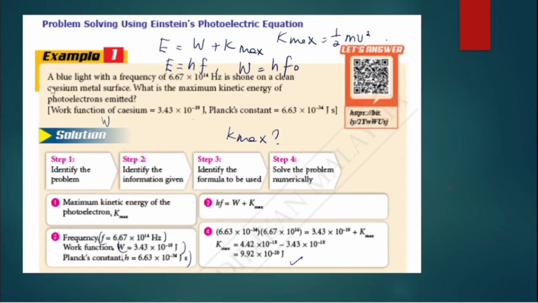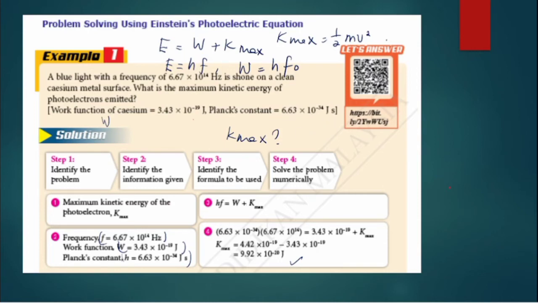Let's look at example 1. A blue light with frequency 6.67 times 10 to the power 14 Hz is shone onto a clean caesium metal surface. What is the maximum kinetic energy of photoelectrons emitted? Given the work function of caesium is 3.43 times 10 to the power of negative 19 joule, and the Planck constant is also given. Okay, so what formula should we use?